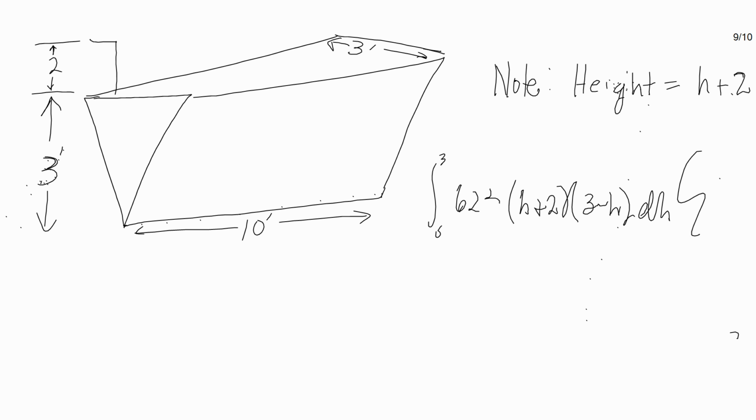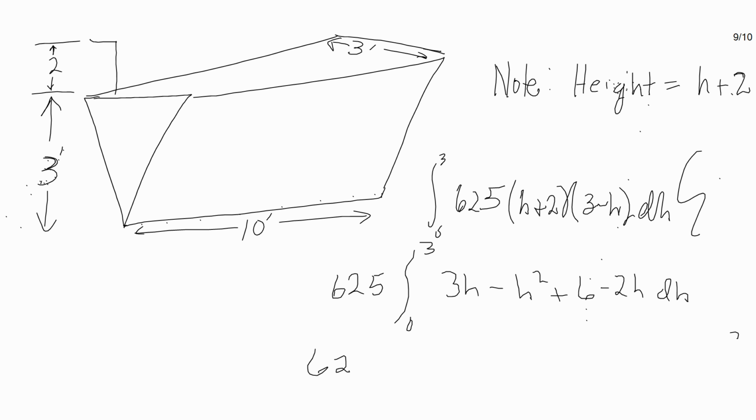So you got to use your FOIL method right here. Dang old algebra. 0 to 3. I don't know what's wrong with the board, so I'm just writing it up here. 625 comes out. Okay, so that's going to be 3h minus h squared plus 6 minus 2h. Y'all check me. And then, of course, combine like terms.